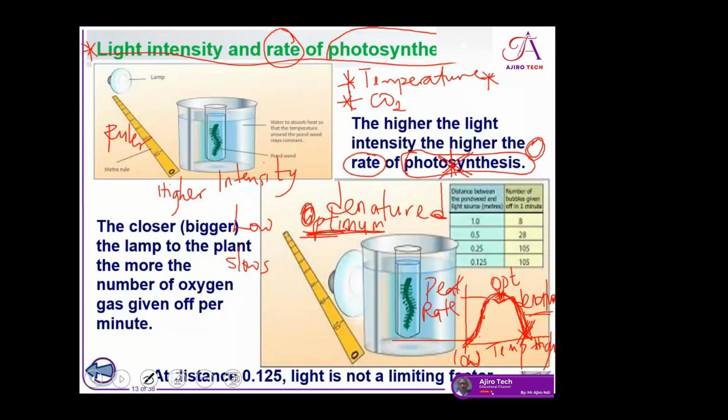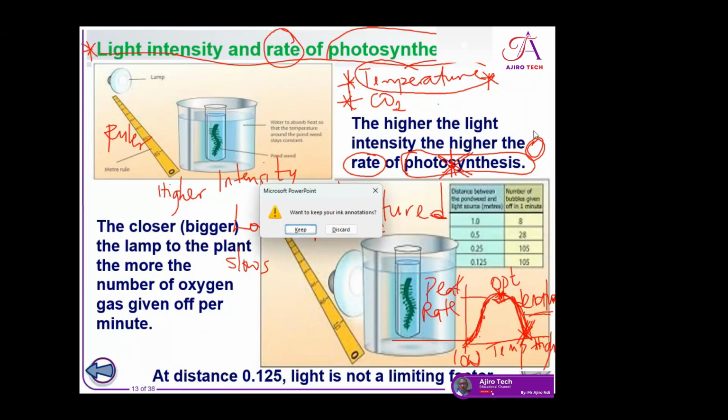All right. So what temperature does is that when it's too low, the rate of photosynthesis slows down. When it's optimum, it's at the highest. Above the optimum temperature, it drops again. So that's how temperature affects enzyme action. Do you get that? Okay. Do you understand what I've explained now?